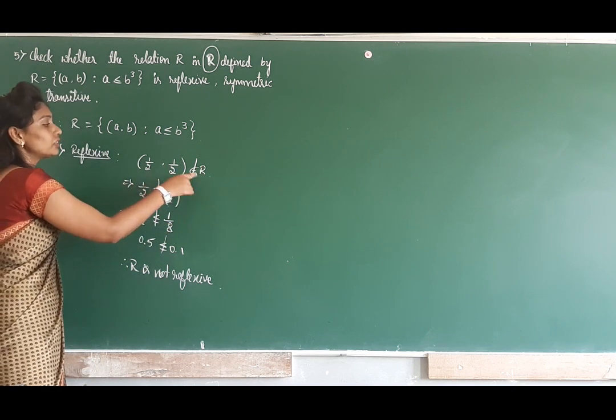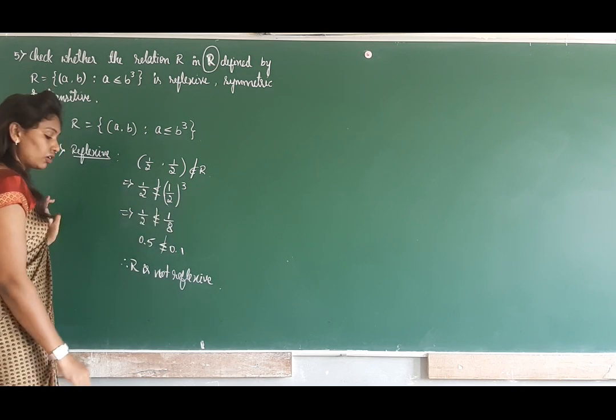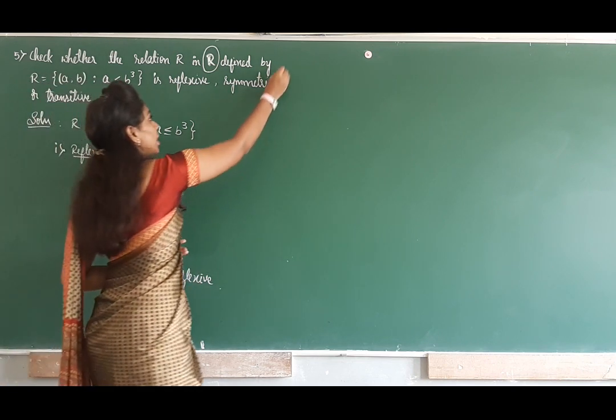(1 by 2, 1 by 2) does not belong to R because 1 by 2 is not less than or equal to 1 by 8. Okay, therefore R is not reflexive.